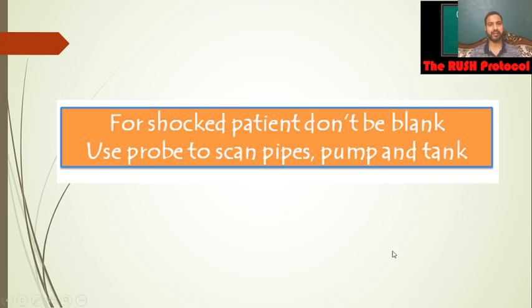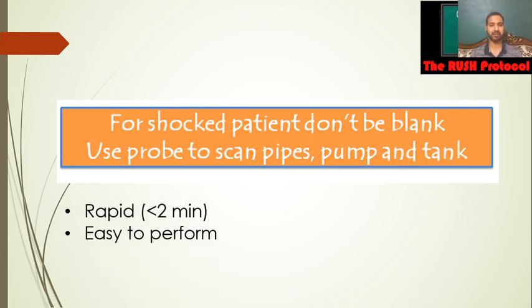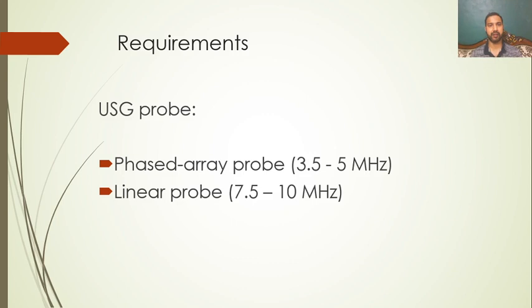So it is said that you have to use the probe to scan pipes, pump and tank. As you know, ultrasound is a very rapid technique, hardly takes a few minutes. It's very easy to perform and the learning curve is very short. Coming to the basic requirements, the two most important probes which you require for a USG guided RUSH protocol are the phased array probe, that is of 3.5 to 5 megahertz, and a linear probe of 7.5 to 10 megahertz.